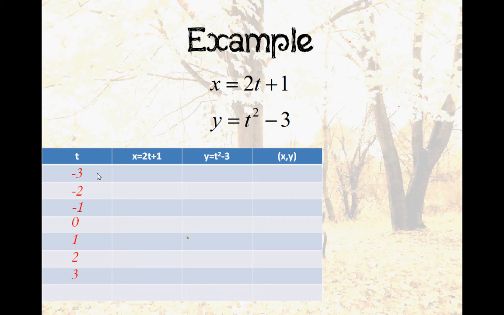Okay? And then what we're going to do is plug these t's into both of the equations that they gave us. So for example, if I plug -3 into the t here, I get 2 times -3 makes -6, plus 1 gives you a -5. And then if I plug it in over here, I get -3 squared minus 3, so it's 9 minus 3, which is 6. And so that now makes a point. So we solved for x and we got -5. We solved for y and we got 6. So we have a point that's -5 and 6. So that's what we're doing, is we're solving for x and y so that we have an ordered pair.